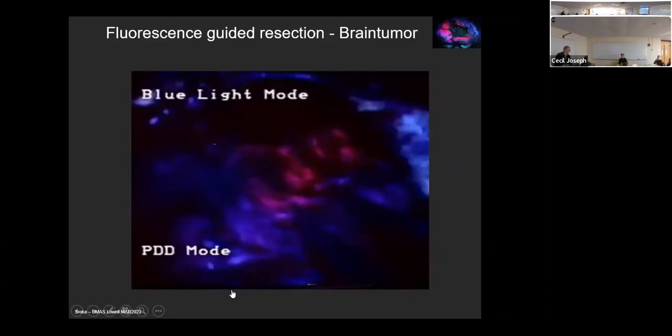I just wasn't sure if the location in the brain could somehow impact the concentration or distribution of the fluorescence agent or surrounding tissue. Maybe. So far we did not measure.